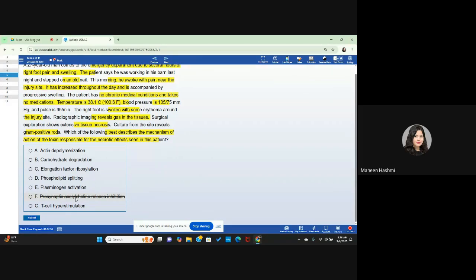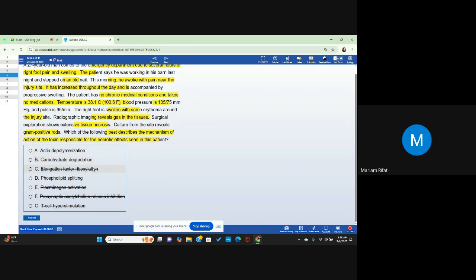Exactly. So where do you see elongation factor ribosylation? Diphtheria and Pseudomonas aeruginosa. Very good. Where do you see plasminogen activation? It's not linked to that, so we will eliminate that. Group A streptococcus. Where do you see T cell hyperstimulation? Staph aureus. Yes, very good.